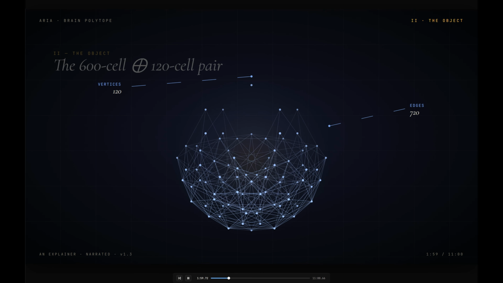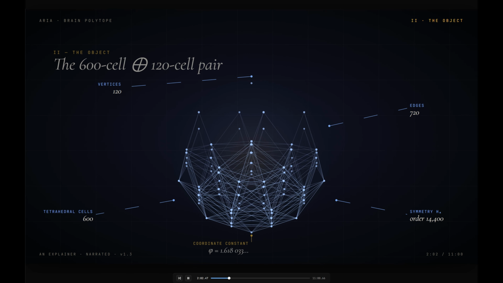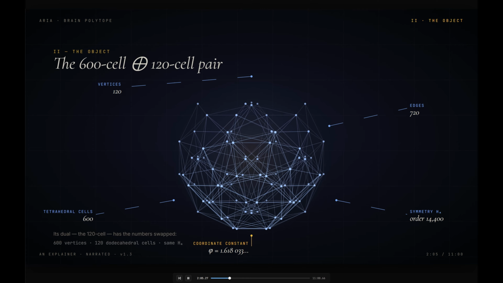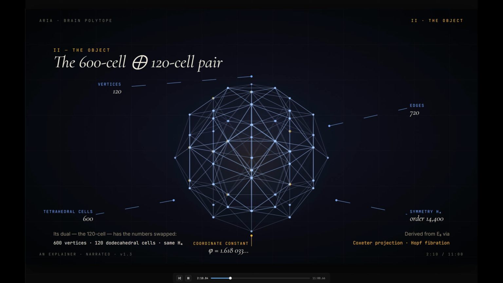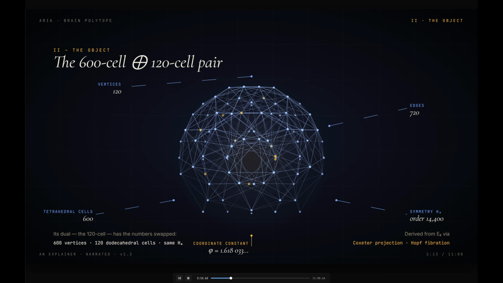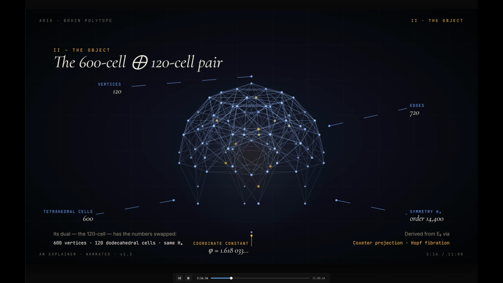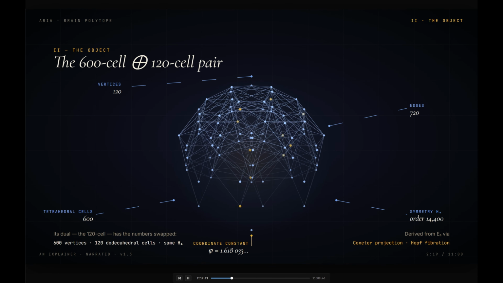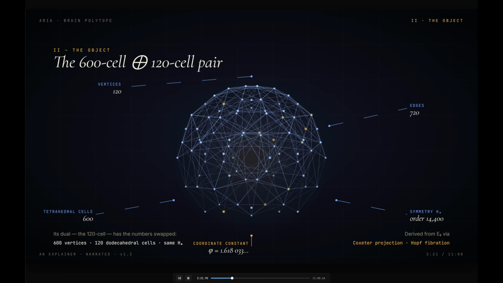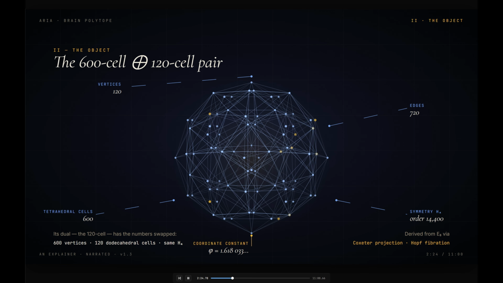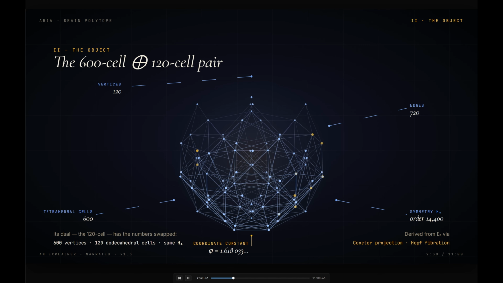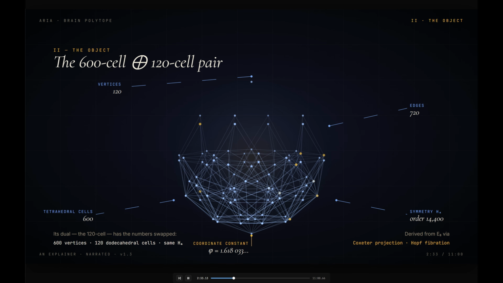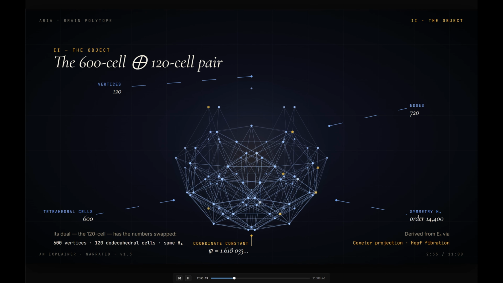The 600 cell is one of the most symmetrical four-dimensional polytopes. It has 120 vertices, 720 edges, and 600 tetrahedral cells. Its symmetry group is H4, with order 14,400. Its coordinates are filled with the golden ratio phi. The 120 cell is its dual. The numbers are exchanged: 600 vertices and 120 dodecahedral cells. Together, the 600 cell and 120 cell form a paired geometry, one structure and its dual. In this model, that pair acts as a constraint landscape, a space of possible states, transitions, and closures.